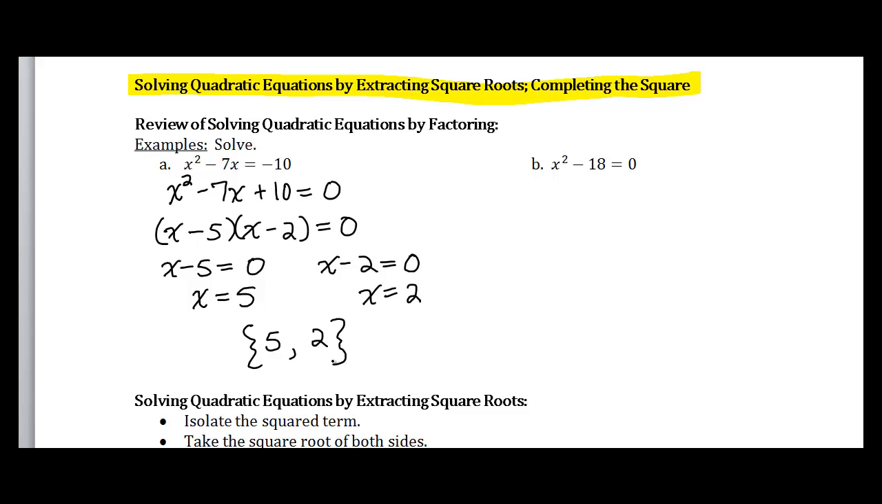Let's go to part B. We have x squared minus 18 equals 0. If you look at this example, everything is already on one side set equal to 0. So what we have to do next is try to factor. Well, if I look, there is no GCF, and I have two terms.